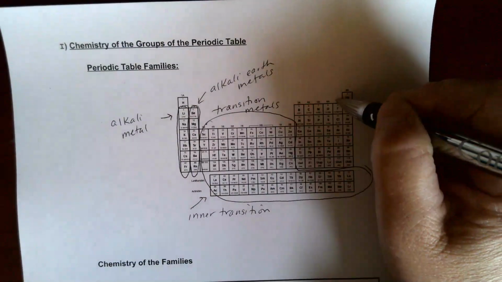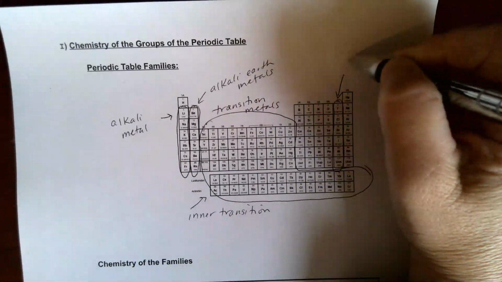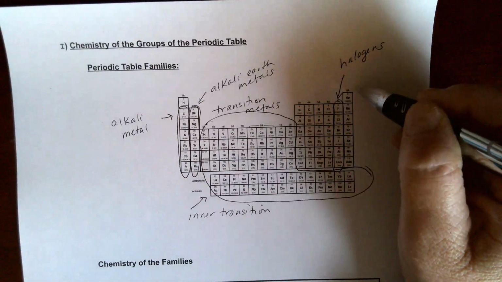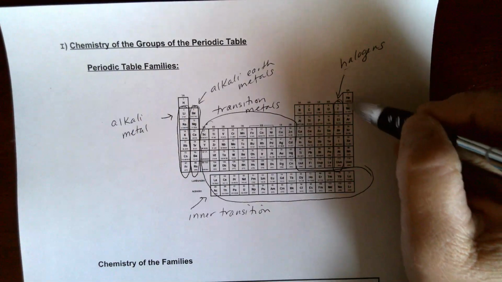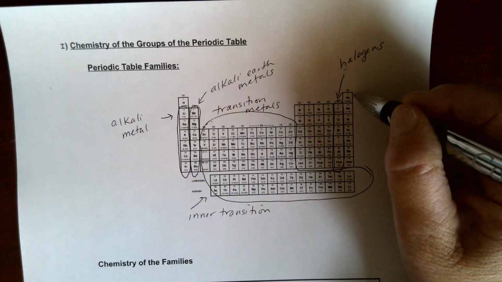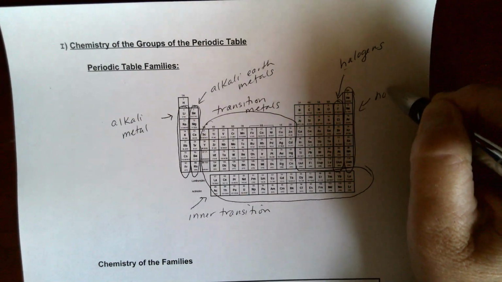Let's see, we have this section right here. This is group number 17. These are known as the halogens. It means salt forming. When you react them with one of the alkali metals, it produces salts. This last group, as you probably already know, is the noble gases.